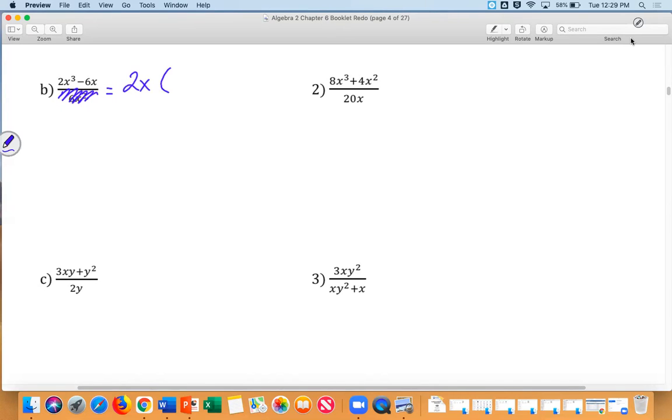I'm going to pull that off. 2 divided by 2 is 1. X cubed divided by x is x squared. 6 divided by 2 is 3. X divided by x, well, they cancel. So the top factored for me to 2x times x squared minus 3. Now I'm going to bring that back in.